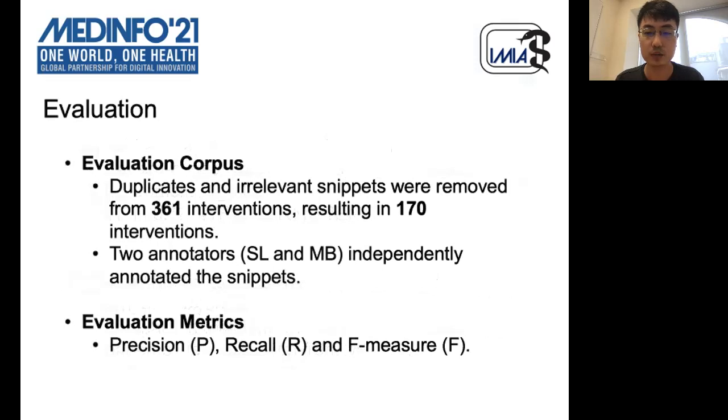As for the evaluation, first, we removed the duplicates and irrelevant snippets from the 361 interventions and retained 170 interventions. Those snippets were independently annotated by two annotators. The disagreed annotations were then discussed and re-annotated based on the annotators' consensus. We used precision, recall, and F measures as the evaluation metrics.